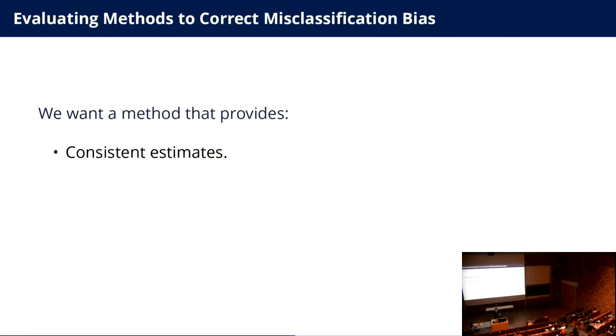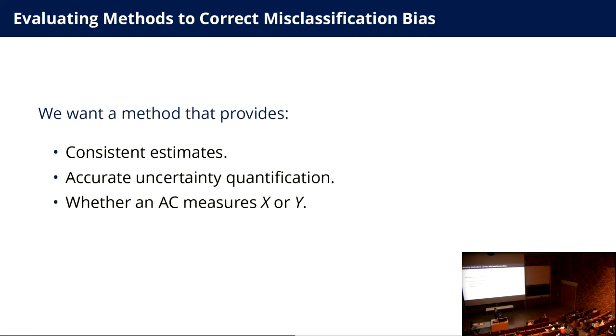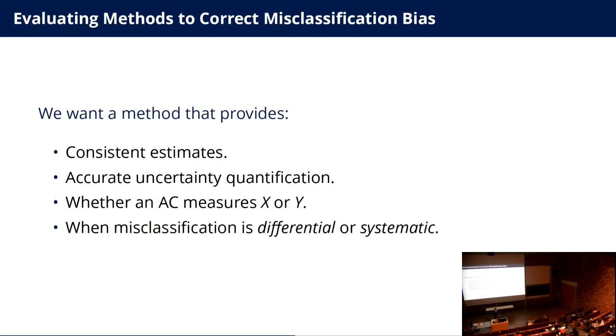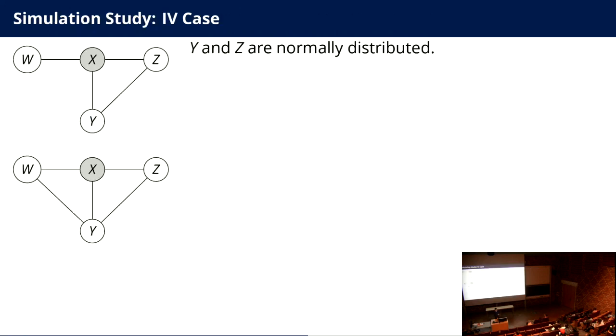I'm running lower on time, so I'm speeding up. Okay. So as someone asked, we want a method that'll give us consistent estimates and accurate uncertainty quantification, whether we're mismeasuring X or Y, and whether misclassification is differential or systematic. And we do some simulation studies to test out each of these methods.